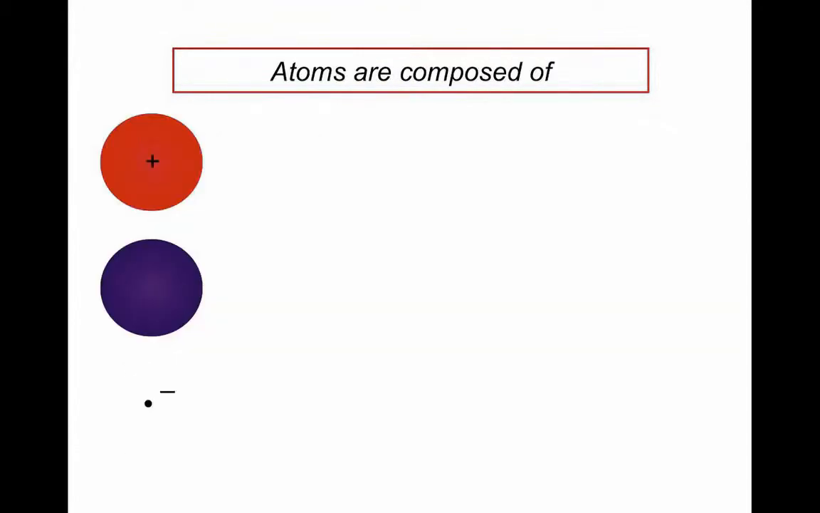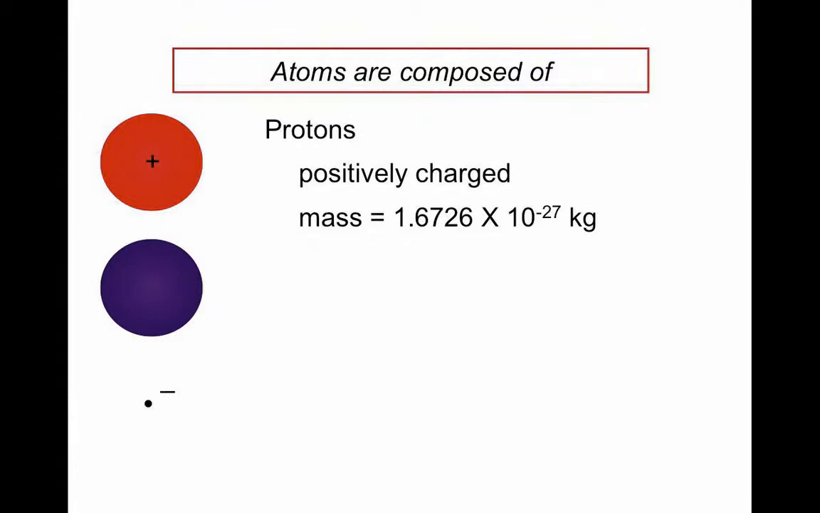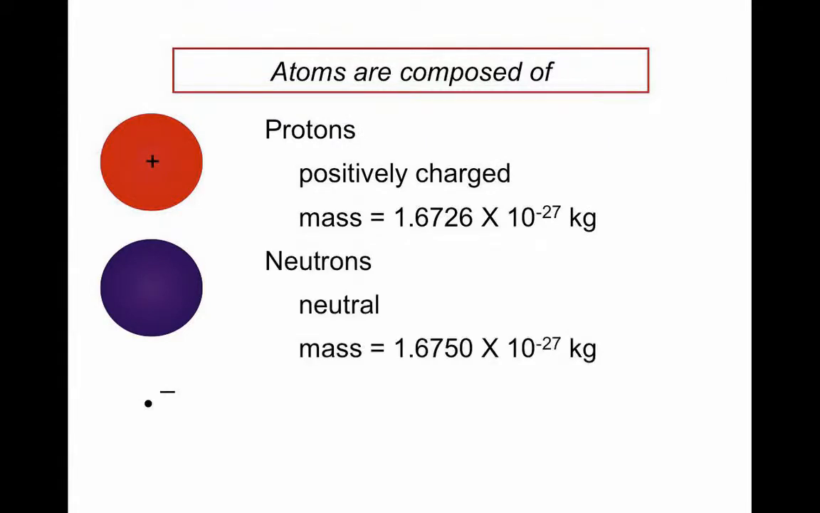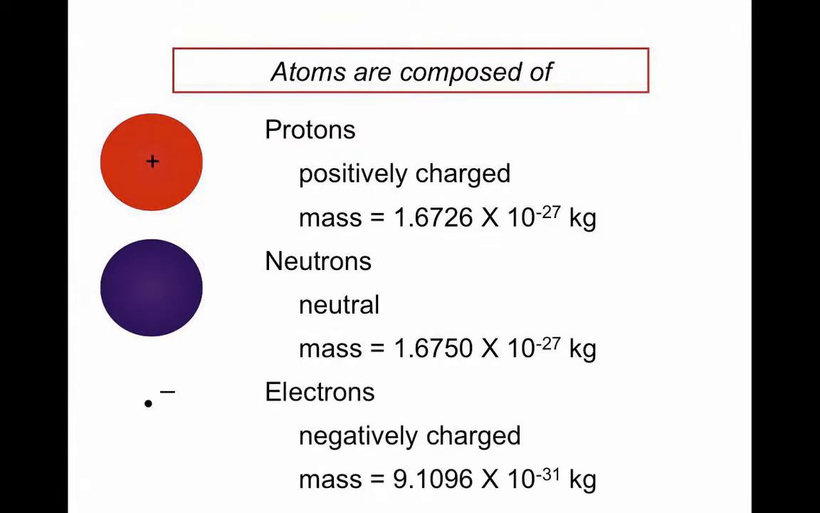So, to begin, recall from general chemistry that atoms are composed of a nucleus and surrounding electrons. Within the nucleus are protons of positive charge and relatively large mass, and neutrons of equal mass with no charge. Electrons of negative charge and much smaller mass orbit the nucleus.